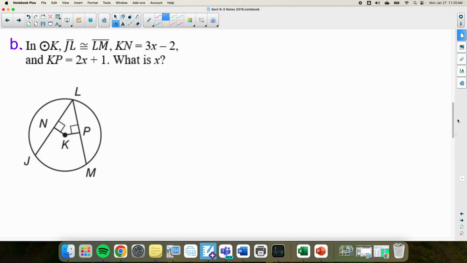This one says chord JL is congruent to chord LN. When those two chords are the same, the perpendicular distances from the center are going to be the same. The chords are equal, their distances from the center are going to be equal. And they tell us that KN, this distance right here, is 3x minus 2. And KP, which is this one, is 2x plus 1. So if the chords are equal, these two distances are equal. So we would just set those two equal to each other.